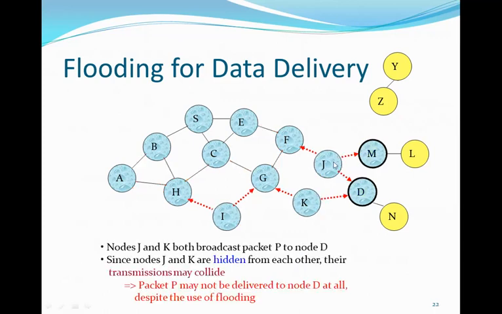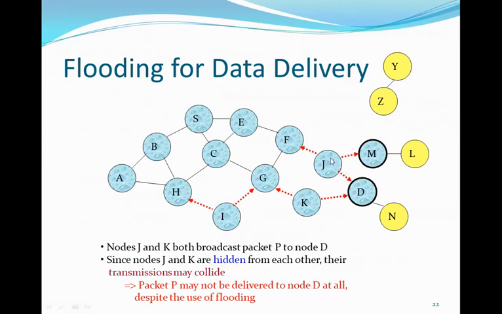Now we have data on nodes J and K. The destination is toward the right side, therefore we will focus more on the right side. So nodes J and K both broadcast their data packet P to node D, and we should keep in mind that there can be a possibility of collision because of the hidden terminal problem. As you know, J and K are hidden from each other, therefore there is a possibility that the transmissions may collide at node D. Packet P may not be delivered to node D at all despite the use of flooding.